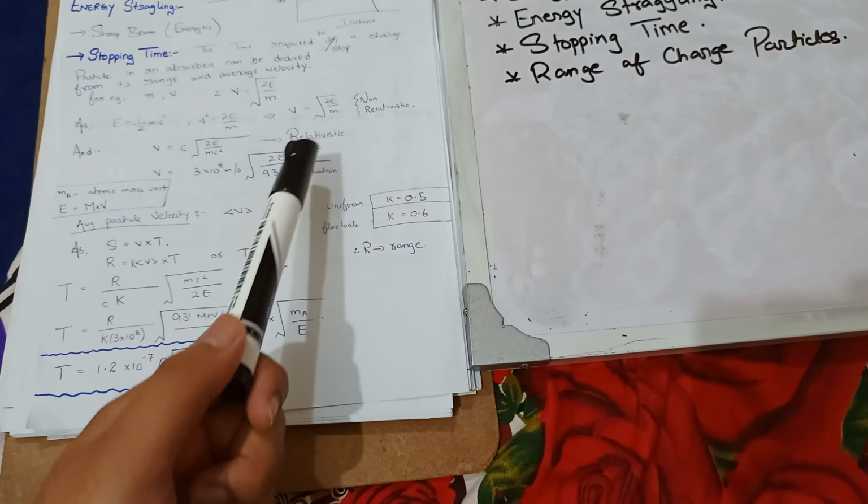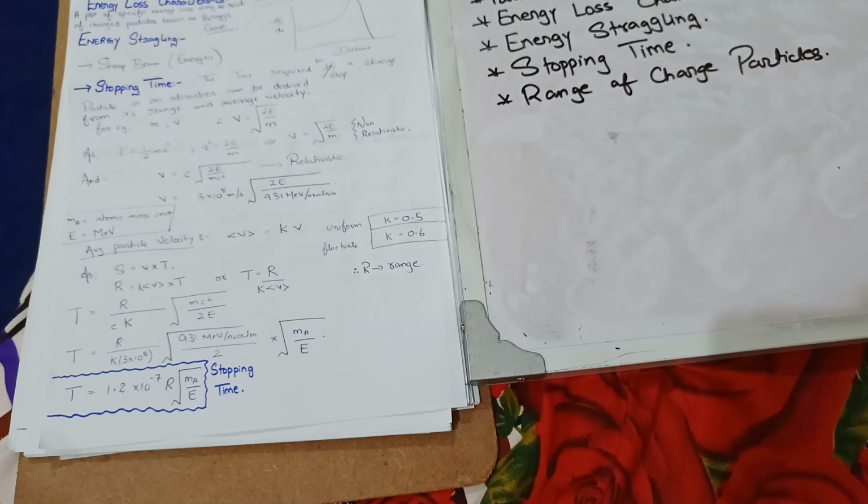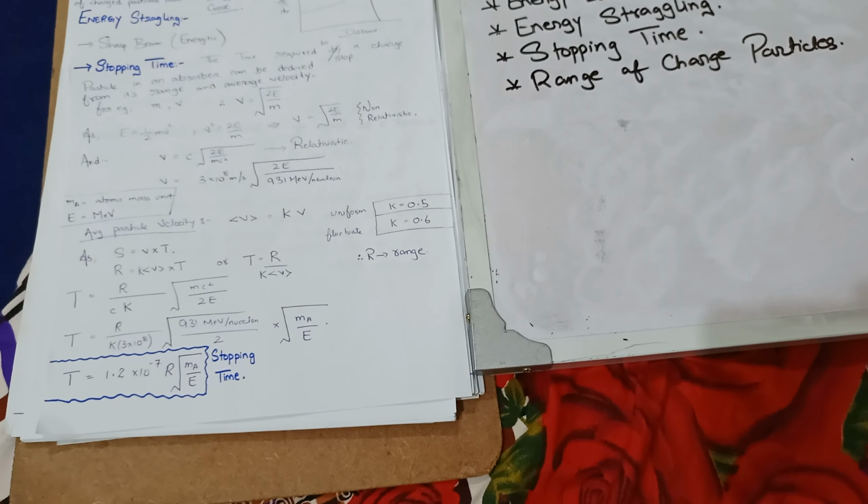And what is mc square? In nuclear physics we all know mc square is basically equal to 931 mega electron volt per nucleon, or you can say 931 AMU, which is the smallest unit of an atom. Simply, here m is the atomic mass and E is the energy of the particle in mega electron volts.